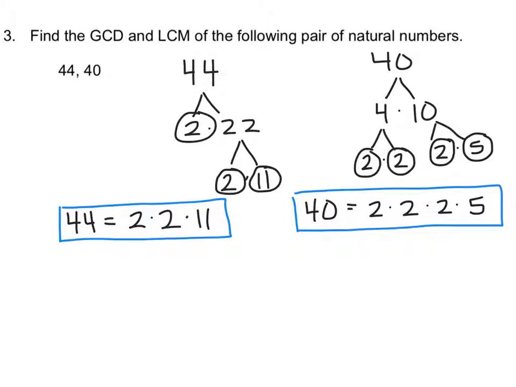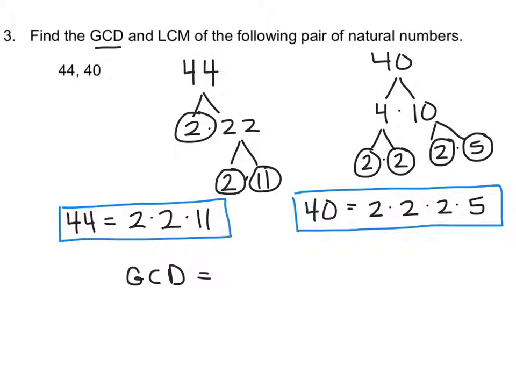Now we're going to find the GCD. And this is the greatest common divisor. To find the greatest common divisor, we're going to look at the factors of both numbers and list the factors that they have in common. We're also going to list the common number of times that each factor appears.